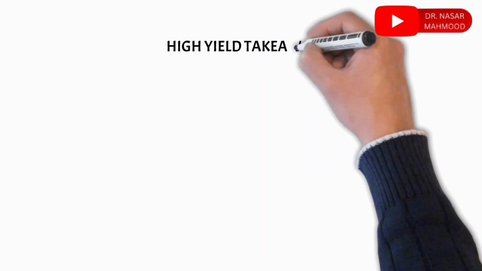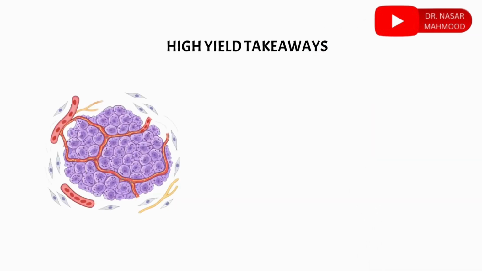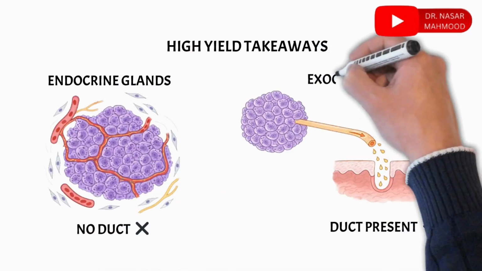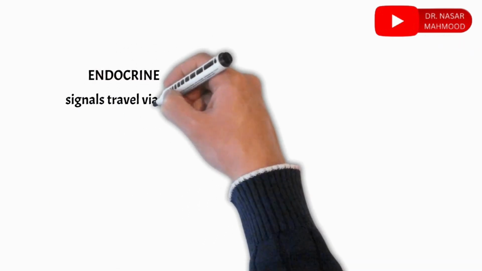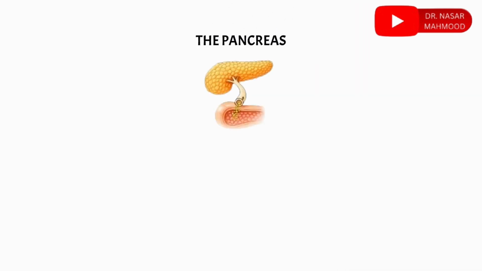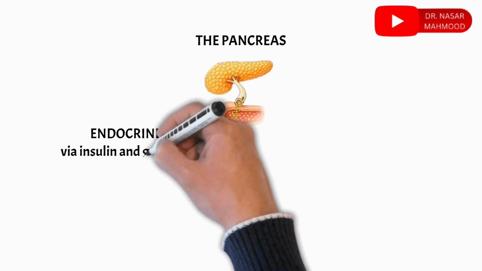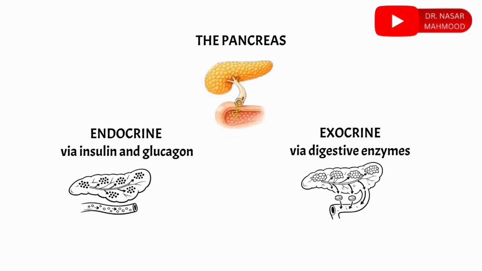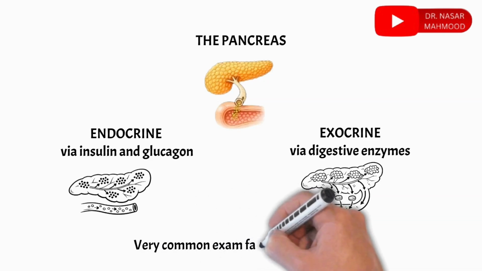So it's very simple. Here's what you must remember. No duct equals endocrine glands. Duct present means exocrine glands. Endocrine signals via the blood. Exocrine secretions act locally. Now notice, the pancreas actually does both. It has endocrine function via insulin and glucagon, and exocrine function via the digestive enzymes. That last point is a very common exam favorite.